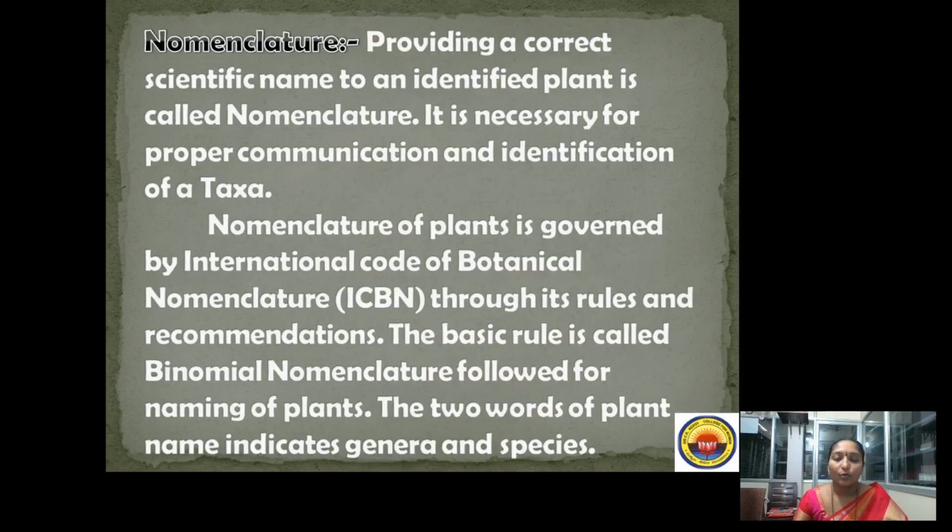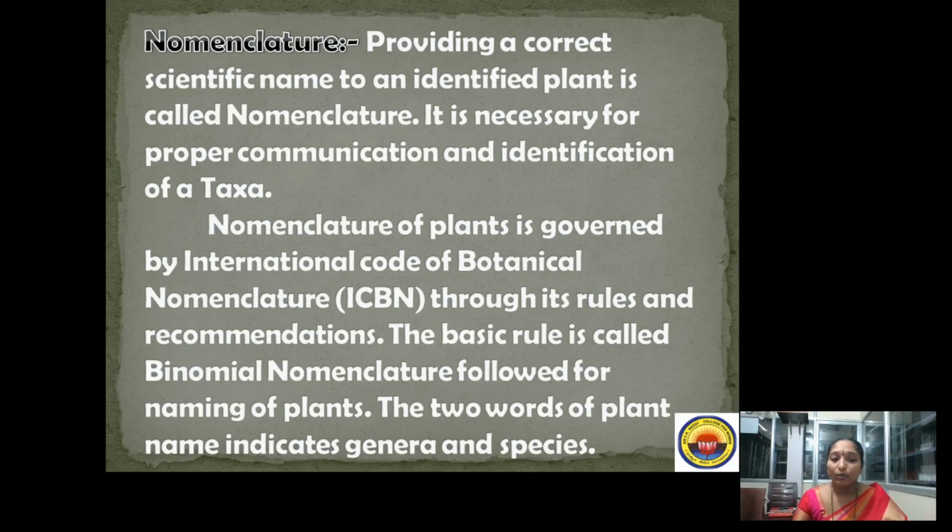And next we are going to the topic nomenclature. Providing a correct scientific name to an identified plant is called nomenclature. We have already identified the unknown plant, and once identified, it must have a proper name. The proper name should not be vernacular or local. It should be a name recognized overall, not just in one country but in the world. So the nomenclature of plants is governed by the International Code of Botanical Nomenclature through its rules and recommendations.